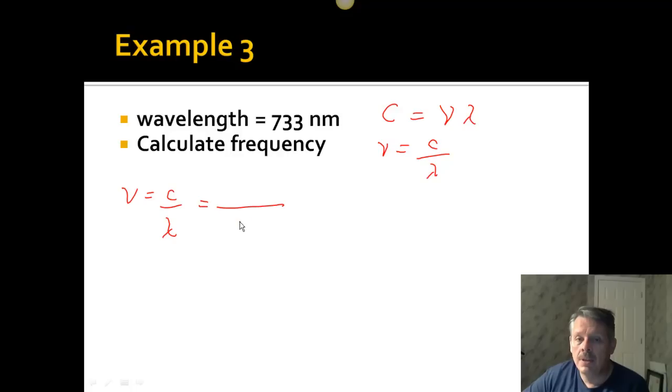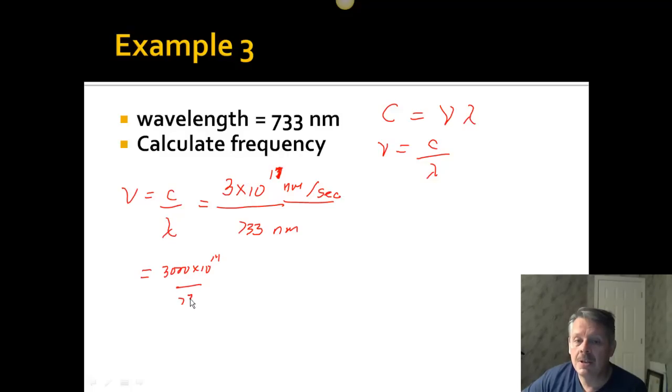I know that the wavelength is 733, and notice this is nanometers. So if I use 3 times 10 to the 8th meters per second, that's not what I want. I want nanometers per second because I want to be able to divide the nanometers by nanometers to get rid of them. So that would be 3 times 10 to the 17th. So now if I take 3 times 10 to the 17th divided by 733, I'll tell you what I do. I do that as 3,000 times 10 to the 14th divided by 733. So my answer is going to be something times 10 to the 14th.